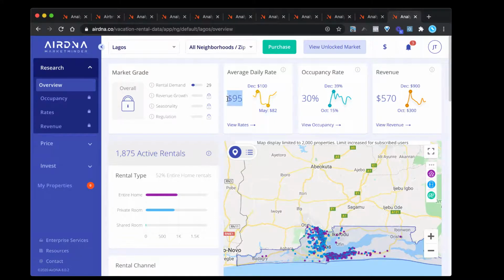Average daily rate is higher. Occupancy rate is pretty similar, and therefore average revenue is pretty similar. Great. Well, so we've taken a look at that.